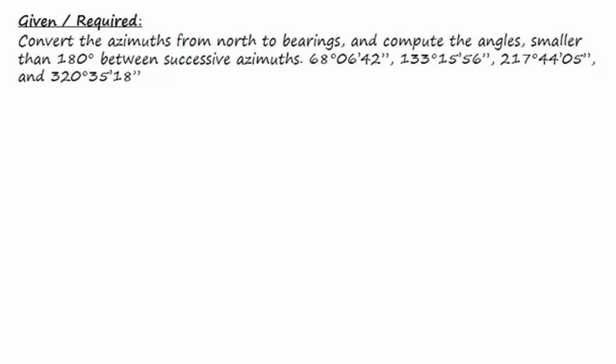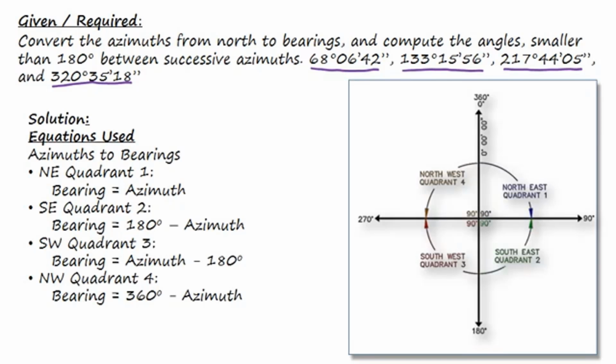In this example, we're asked to convert from north azimuths to bearings and compute the angles smaller than 180 degrees between successive azimuths. We've got an azimuth of 68 degrees, 6 minutes, 42 seconds, which is in the first quadrant. 133 degrees, 15 minutes, 55 seconds, which is in the second quadrant. 217 degrees, 44 minutes, 5 seconds is in the third quadrant. And 320 degrees, 35 minutes, and 18 seconds is in the fourth quadrant.